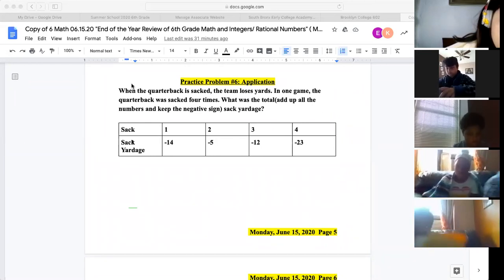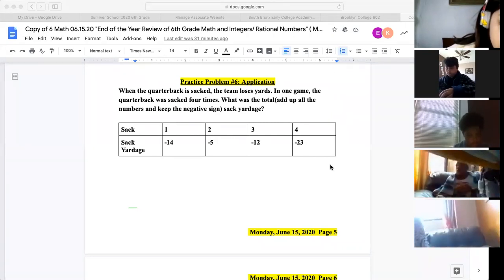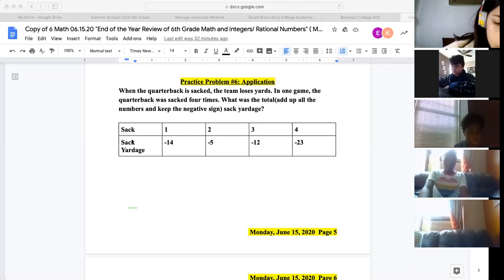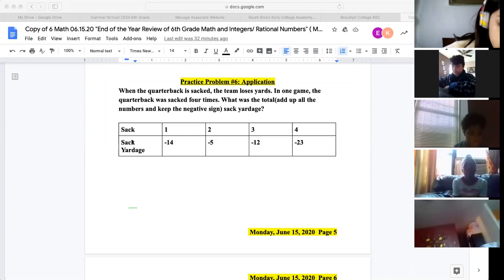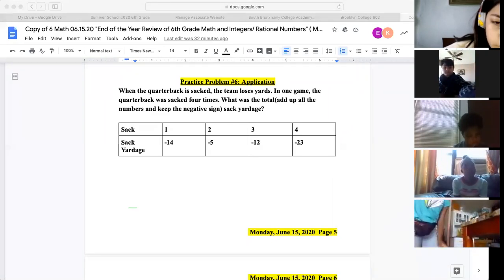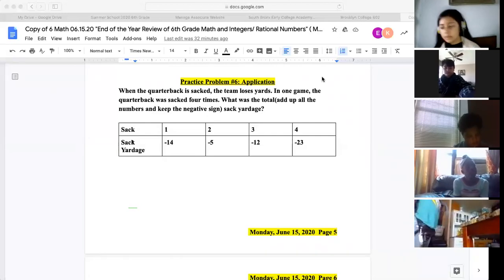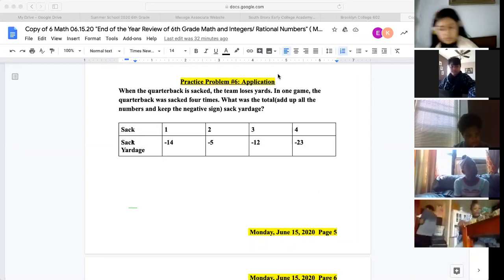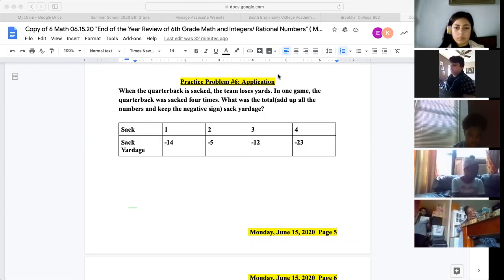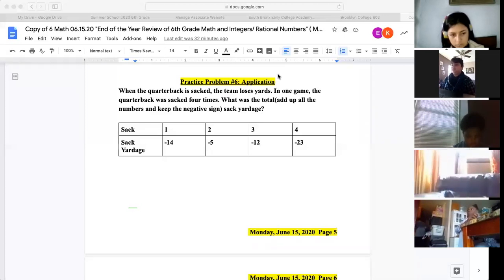Okay, Carlos, can you read me problem 6 on this paper? What does it say on page 6? When the quarterback is sacked. That word is sacked. The team loses yards in one game. The quarterback was sacked 4 times. Beautiful. What was the total? Add up all the numbers and keep the negative sign of the sack yardage. Good reading.